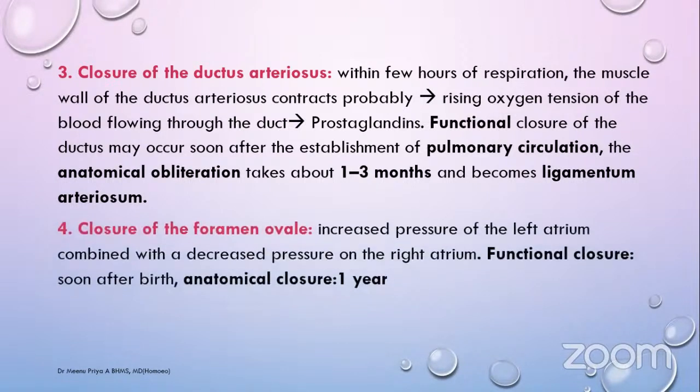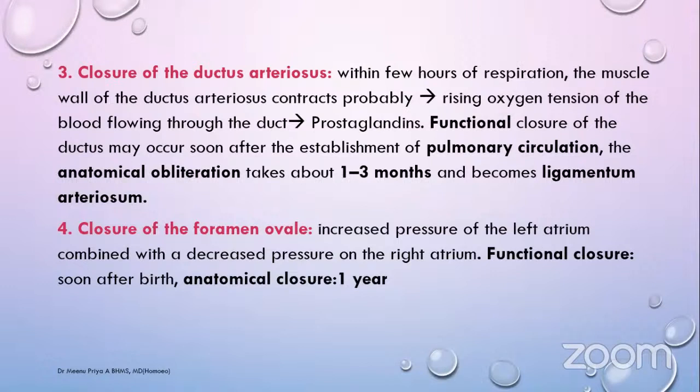Closure of foramen ovale: there is increased pressure in the left atrium combined with decreased pressure in the right atrium. Because pulmonary circulation is happening, the circulation is divided and there is not much burden on the right atrium. Functional closure of the foramen ovale happens soon after the birth, and anatomical closure happens about 1 year after the birth. So you have to remember all the times when each closes.